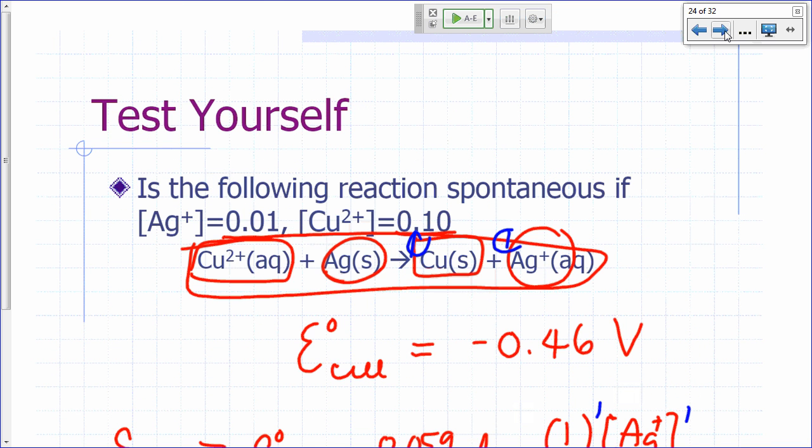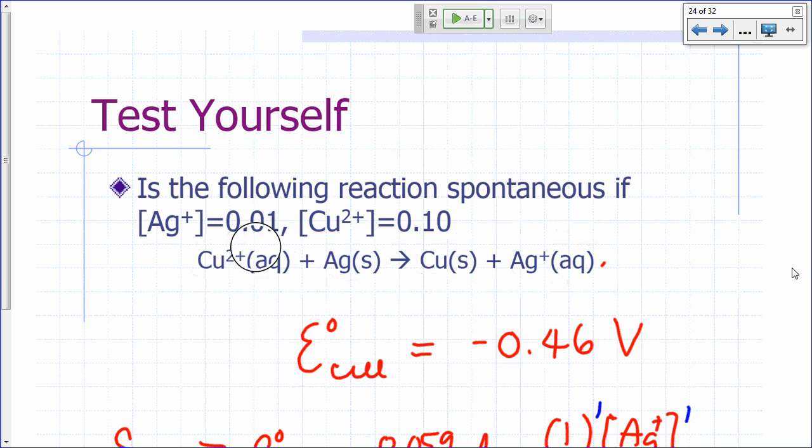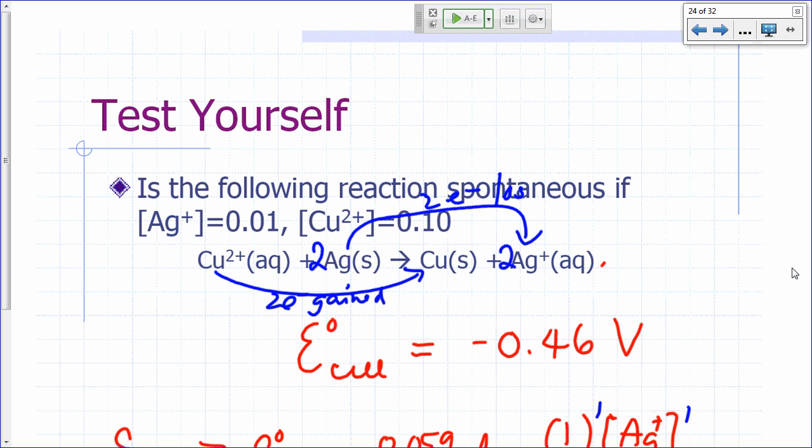Let's take a look at this equation right here. Here's your way to figure out your N. From copper 2+ to copper, that's 2 electrons gained. There should be a 2 there. I forgot the 2. It's not balanced. To balance it, you need the 2 there, right? And that's 2 electrons lost. So N is equal to 2.